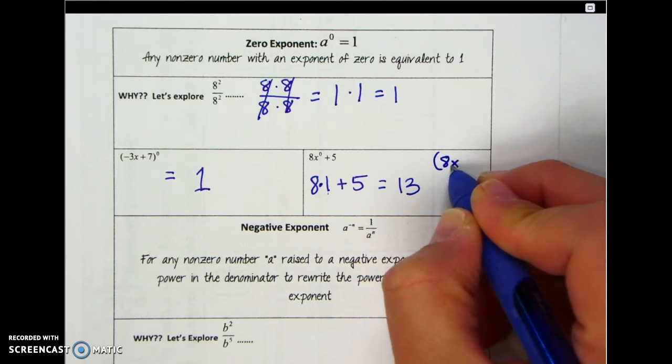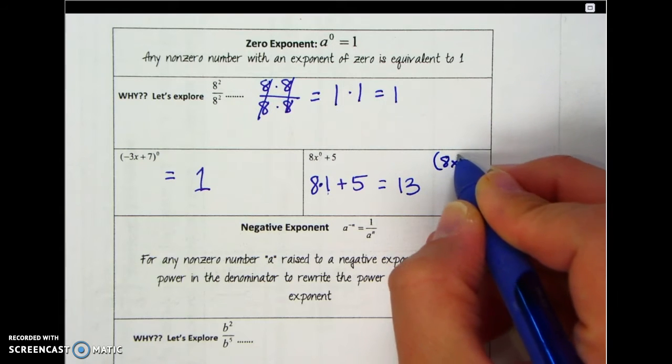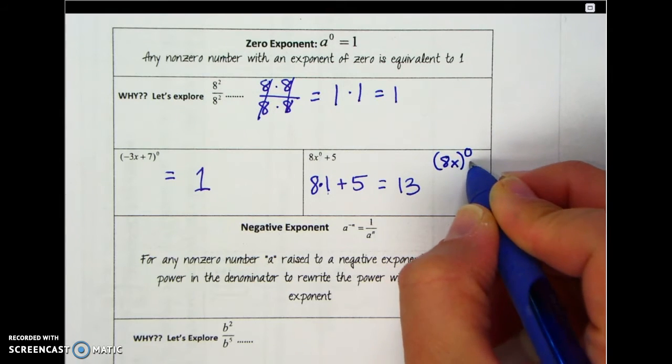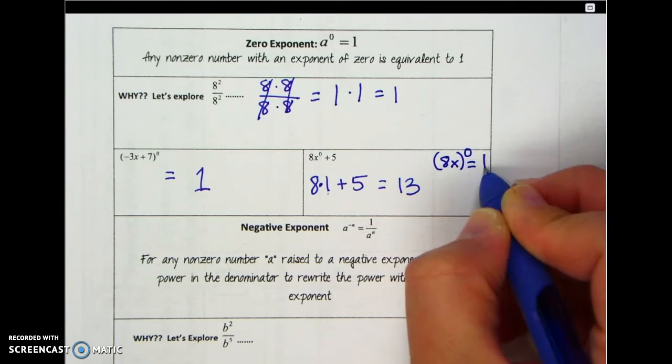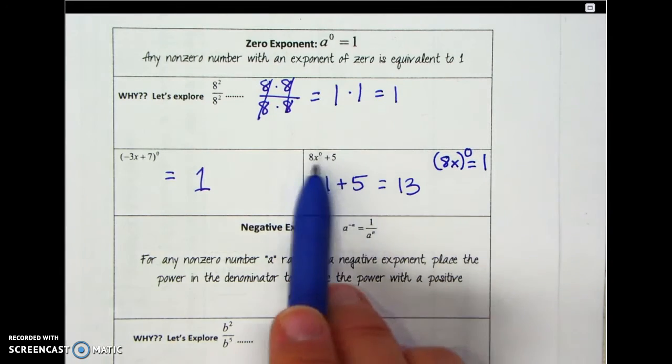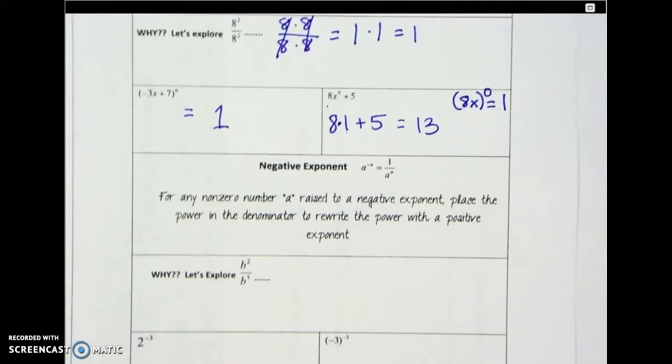If they wanted the 8x to equal 1, they would put it in parentheses, right? But they didn't put it in parentheses on purpose.